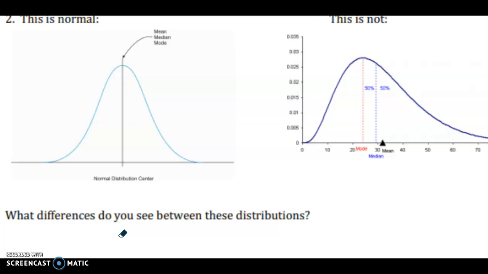Now, in a normal distribution, the mean, median, and mode, if there is a mode, are all the same value, or very similar, very close to the same value. In a not normal distribution, notice the one on the right, the mean, median, and mode are in three different places. So that one we can tell is not normal. Also, we can tell that this one is skewed. This one is skewed right, because it kind of looks like it's being pushed from the right.